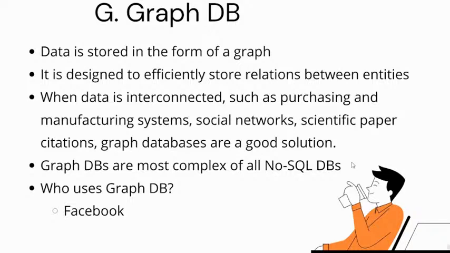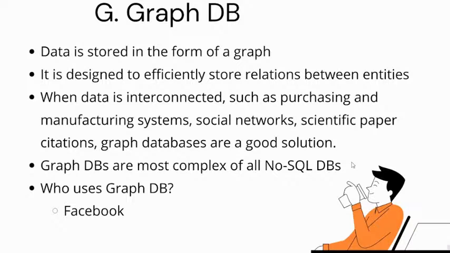Let's take an example of purchasing and manufacturing system. Let's say there are systems that are providing you with different objects and items. There's a purchasing department and there's a manufacturing department. These two departments are interlinked, so that kind of data can be stored in graph database. Next, you have social media networks. You have users which are connected to each other, so that creates a connection, and this is where you can use a graph database. Last but not the least, scientific paper citations. Each paper that's published can be linked to 100 other papers because it has a lot of citations. That's another use case of graph database.